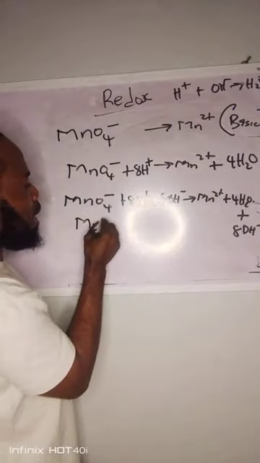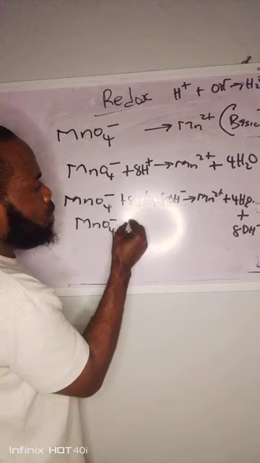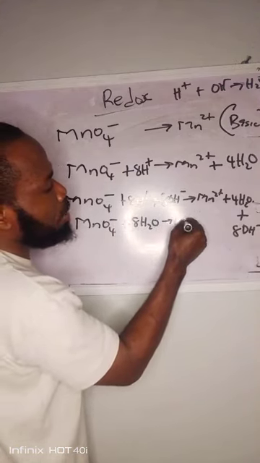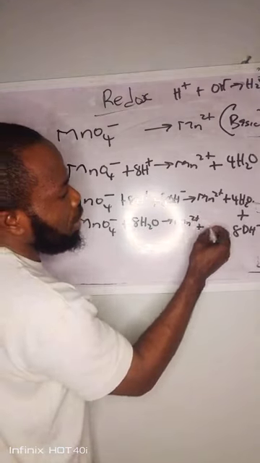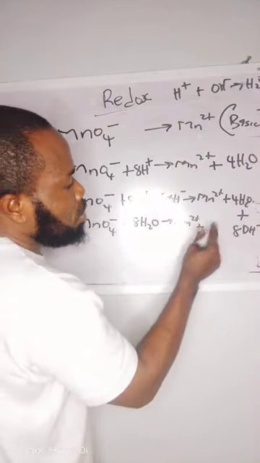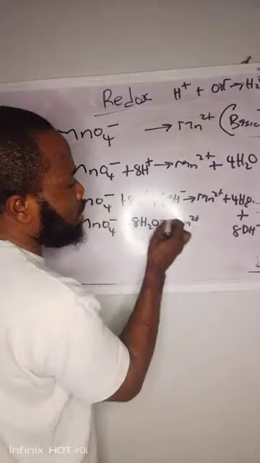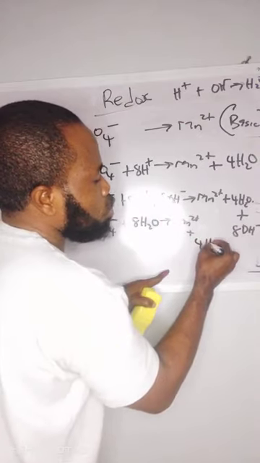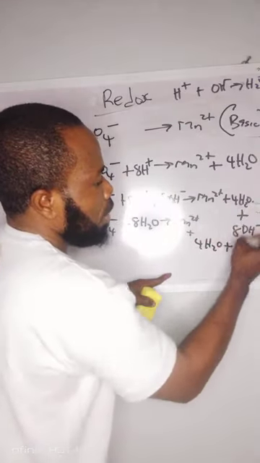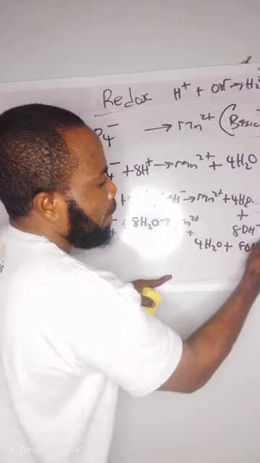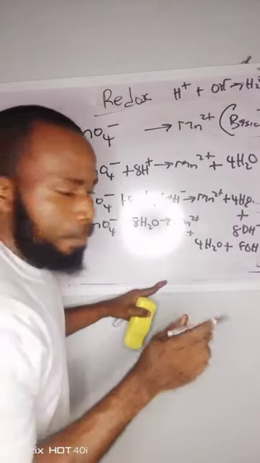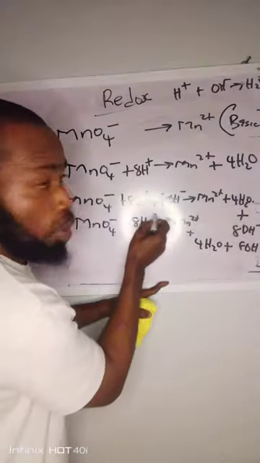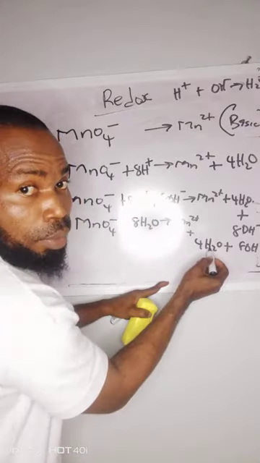So I will now say MnO4 minus plus 8H2O to give me Mn2 plus, plus 4H2O, plus 8OH minus. Now, there is something that is happening here. We have 4 molecules of water and we have 8 molecules of water here. What is going to happen in this situation?